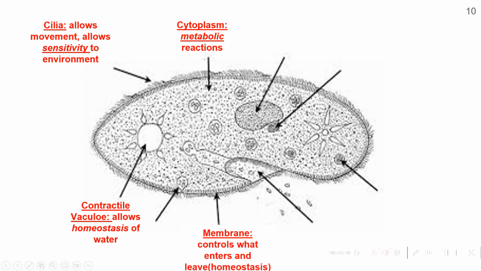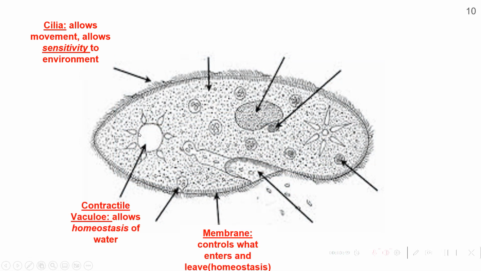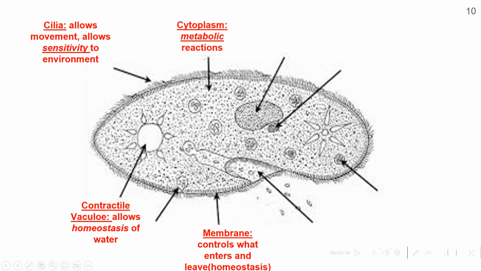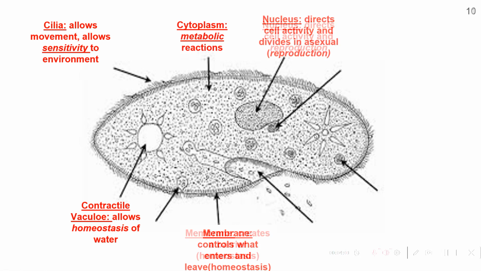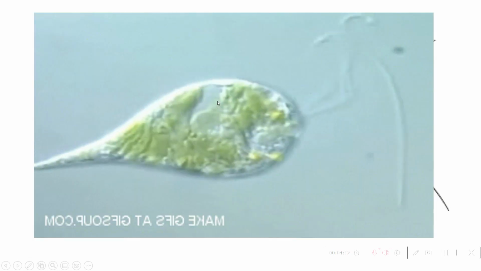So just to recap there, cilia for movement, membrane and contractile vacuole for homeostasis. The contractile vacuole is homeostasis of water. For the metabolic reactions, we have the cytoplasm. For reproduction, we have the nucleus. We also have the anal pore for excretion. And these guys have food vacuoles, which they use for nutrition. So that was everything we had to know about the paramecia.